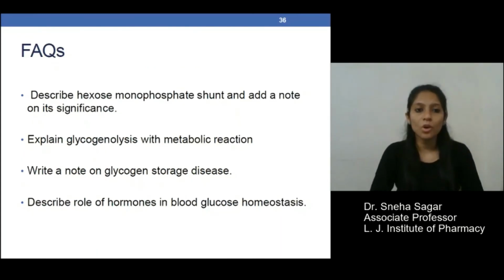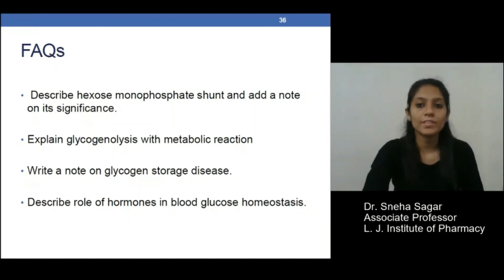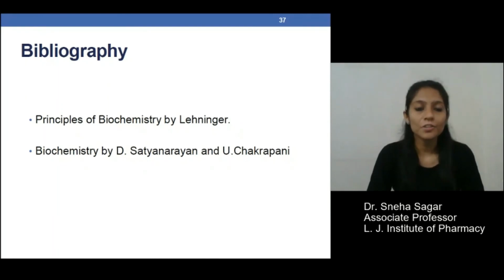From this topic, questions can be asked like: describe HMP shunt and add a note on its significance; explain glycogenolysis with metabolic reactions; write a note on glycogen storage diseases; and describe the role of hormones in blood glucose homeostasis. These are the reference books: Principles of Biochemistry by Lehninger and Biochemistry by Satyanarayana and Chakrapani.